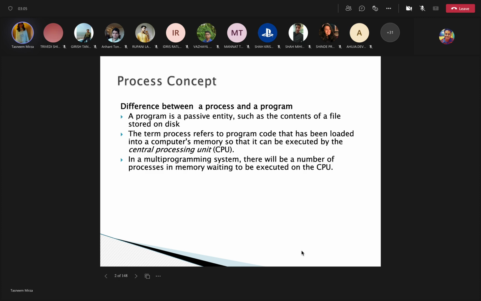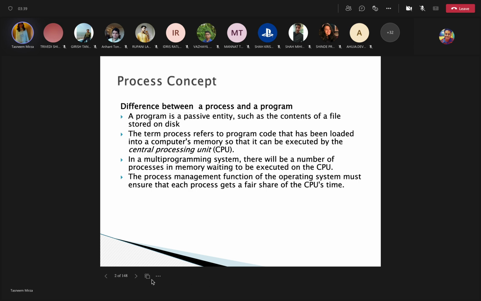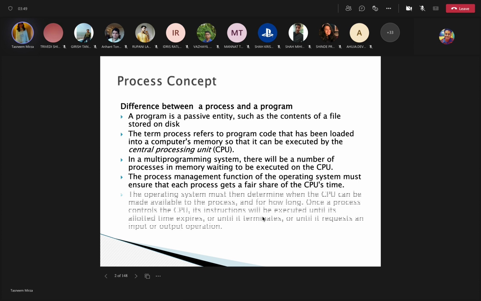Going ahead with our process management. We now have a number of processes in the memory waiting for the CPU so that the CPU can execute them. What is the process management function of the operating system? It tells you that out of the many processes, which process the CPU will execute and for how long. It should ensure that each process gets a fair share of the CPU's time. It's not only one process that takes the CPU time; it should be divided fairly among the multiple processes in the main memory.